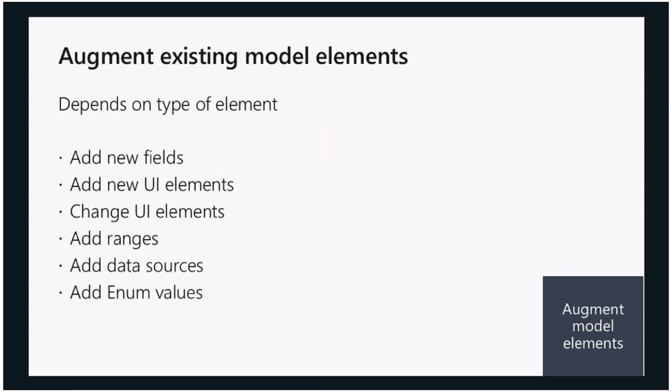In terms of metadata extensibility, the things you can change really depend on the type of model element you are augmenting. We'll walk through what is possible, but in general, the types of changes you can make are adding new fields or UI elements, hiding and modifying existing UI elements, and adding data sources and Enum values. Note that by and large, this is still a fairly additive list, though there are ways to make changes to the base elements.